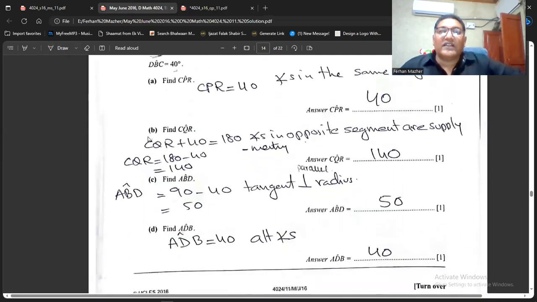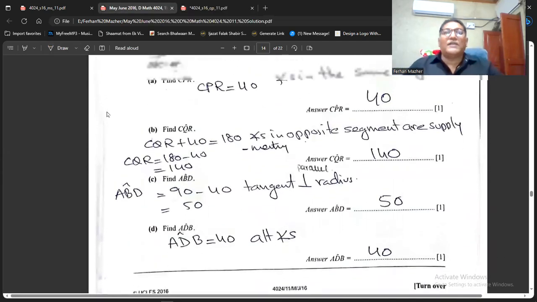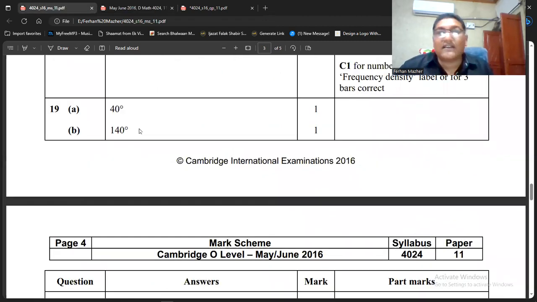So let me show you. I've done this here. CQR plus 40 is equal to 180. The reason is angles in the opposite segment are supplementary. So CQR will be equal to 180 minus 40, and that will be 140. So my answer is 140. 140 is the right answer, sir.